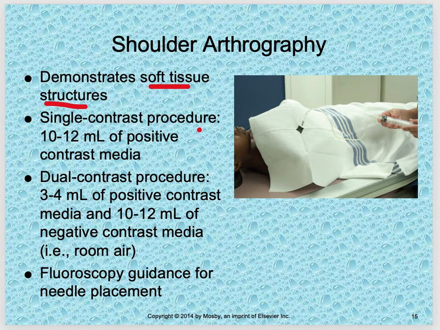So shoulder arthrography demonstrates soft tissue and structures just like the knee. It's a single contrast procedure, so 10 to 12 milliliters of positive contrast media. Dual contrast procedure, if they're going to inject air, so less positive contrast, so instead of 10 to 12, you're 3 to 4 of that positive contrast, and then air, negative contrast, 10 to 12 milliliters of air, and then fluoroscopy guidance for needle placement.